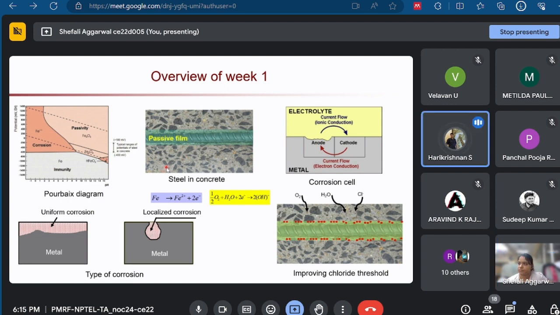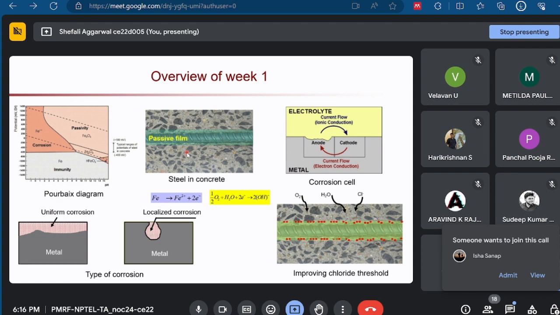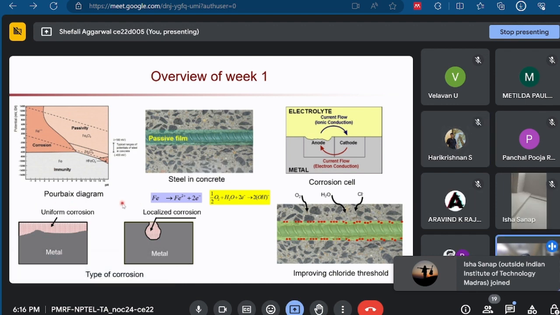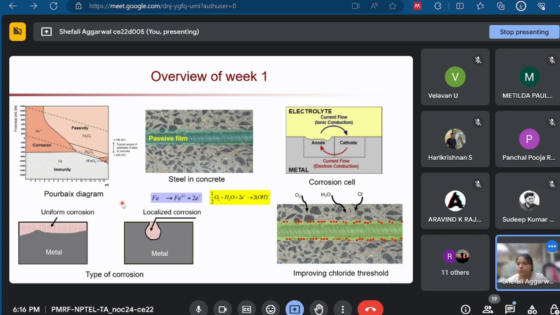Understood. Can you give me an example of that inhibitor? So there are two main types of inhibitors, organic and inorganic. In inorganic, we have nitrates, sodium nitrate, calcium nitrate, and in organic, we have amines or carboxylic acids. So these are mostly the types of inhibitor chemicals which we use. Okay. Understood. Okay. So this is the overview of week 1. So I will go to the week 2 part.